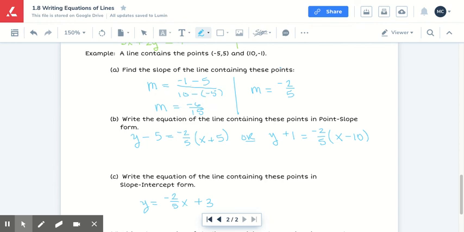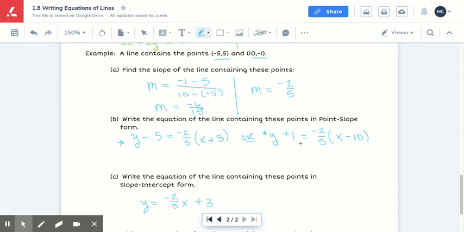When writing the equation in point-slope form, there were actually 2 correct answers here because we had 2 points to work with. So we could have used this first one, and that would give us this one here on the left, y minus 5 equals negative 2/5 times x minus a negative 5, or x plus 5 there. And if we had used the second one, that would give us this one over here. So y plus 1 equals negative 2/5 times x minus 10.